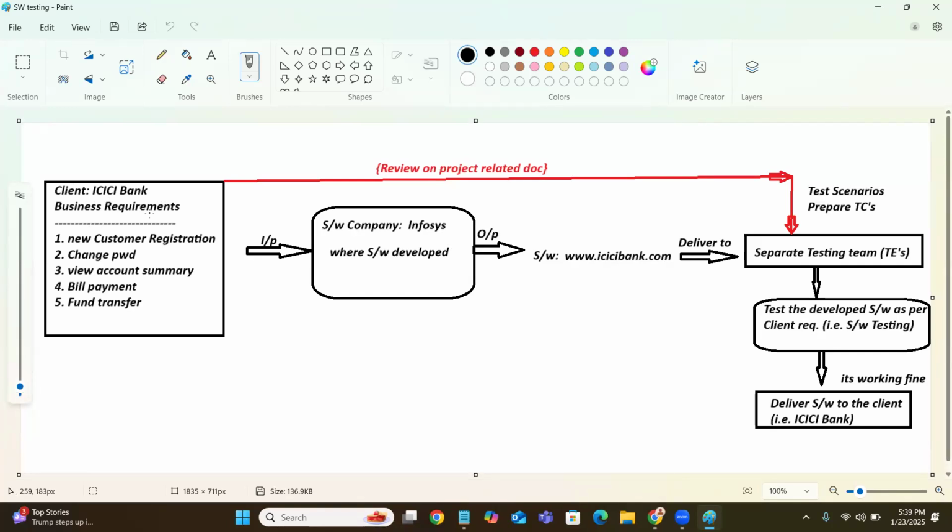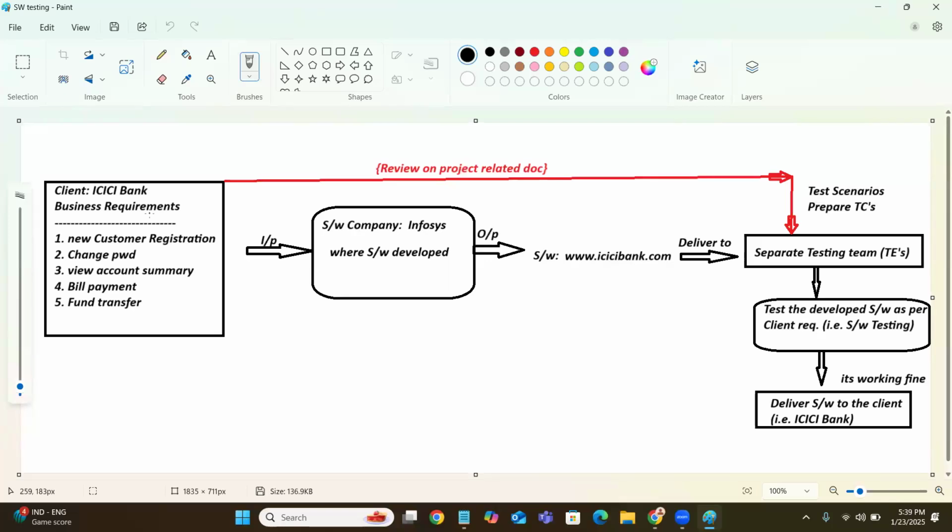Now ICICI Bank says: new customer registration, change password, view account summary, bill payment, fund transfer, like this. These are the different kinds of transactions they want to perform, and for that they need software. Those are the inputs for the software company to develop. As per that, developers write the programs to develop the software. Whenever software is developed, it is not given directly to the client.